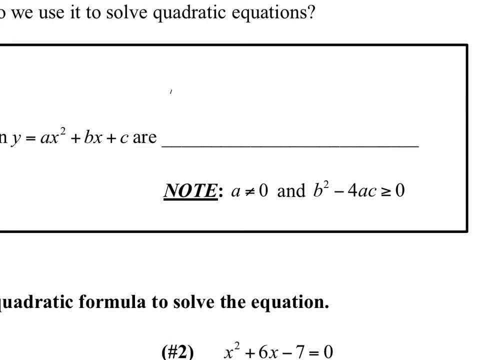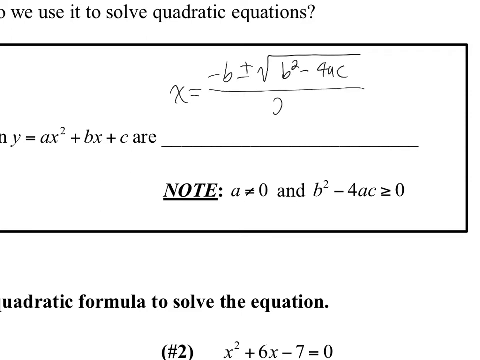So here it goes. It's x equals negative b plus or minus the square root of b squared minus 4ac all over 2a. That's the quadratic formula to the tune of Pop Goes the Weasel.